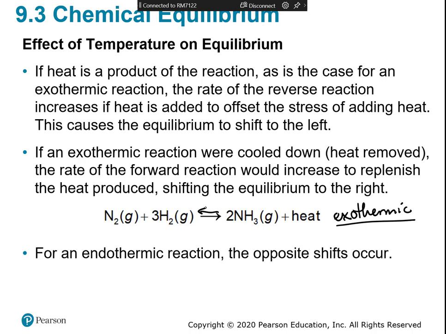But if I took this sample and I chilled it, that would be like pulling heat away. So if I removed heat by lowering the temperature, which direction would it shift? To the right. Okay? All it's trying to do is restore that balance.